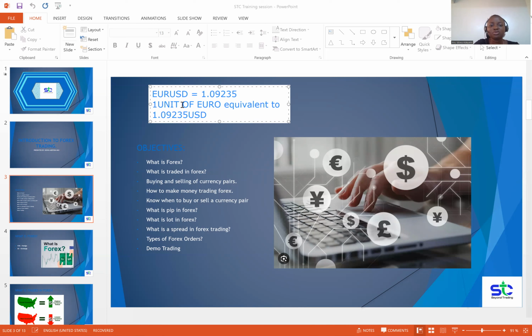So when you see an illustration like this, whatever you're doing, if you decide to buy, what exactly you're buying is euro. And what it means is that 1 unit of euro is equivalent to whatever the price is, always in the quote currency, which is the second currency here. So we mentioned this as an example.